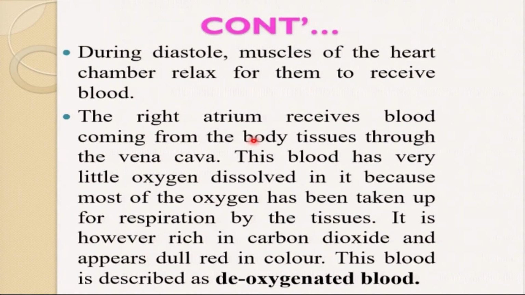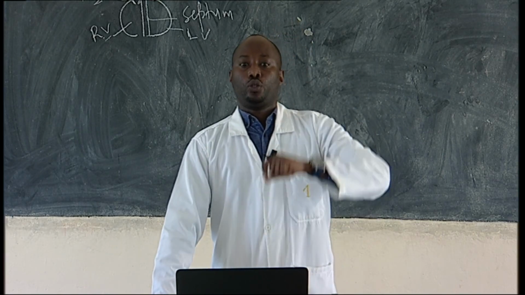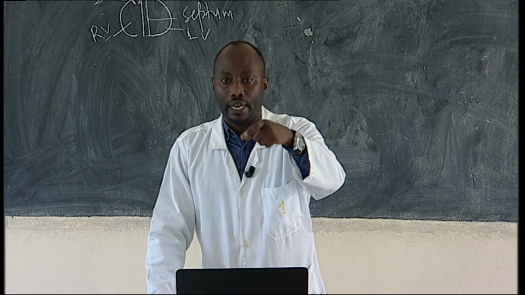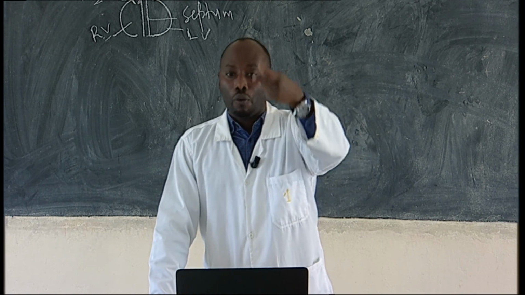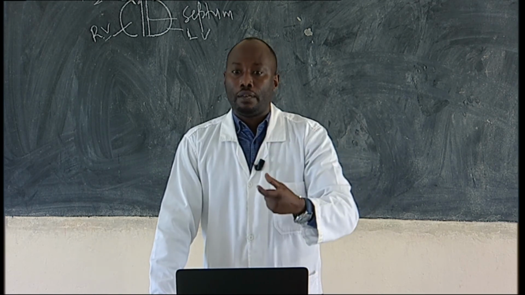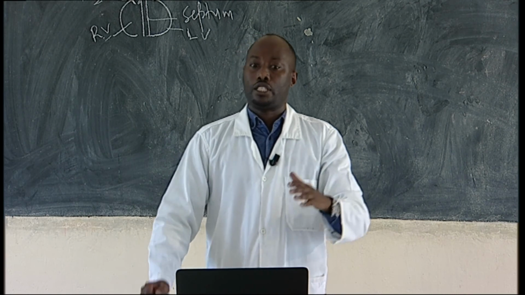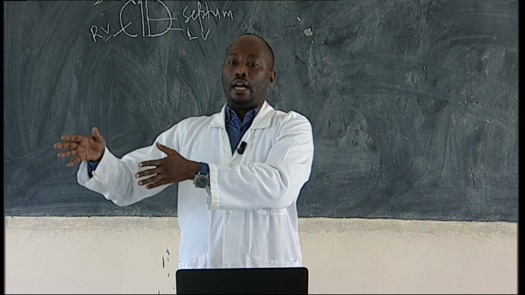And I said during diastole, the muscles of the heart chambers relax for them to receive the blood. And the right atrium receives the blood coming from the body tissues through the vena cava. It means that once the muscles of the heart are relaxed, that is diastole, not systole. I said systole refers to the contraction of the muscles of the heart, which forces the blood to move away from the heart. And the right atrium receives the blood coming from the body tissues through the vena cava when the muscles of the heart are relaxed.